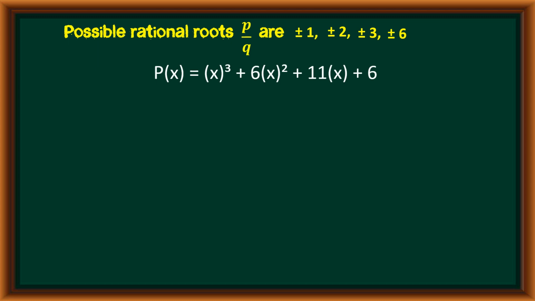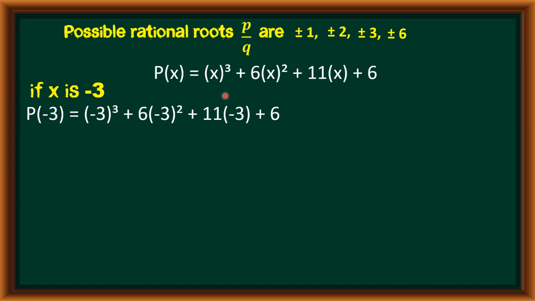Dalawa na yung nakukuha nating factor kanina. Pero since x cube yung ating given equation, tatlo lang yung kailangan natin. So, check natin yung isa. If x is equal to negative 3, negative 3 naman ipapalit natin. So, negative 3 cube, plus 6 times negative 3 square, plus 11 times negative 3 plus 6.